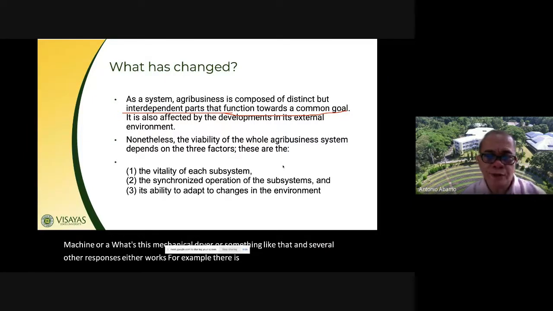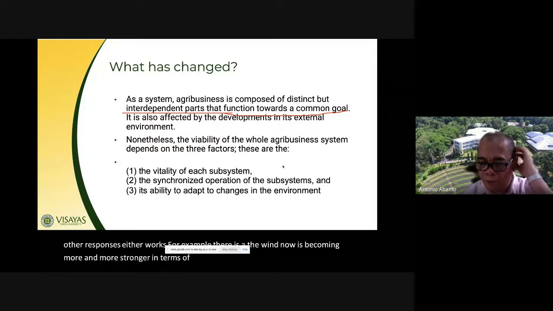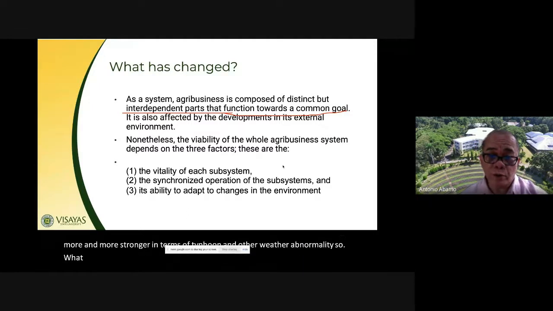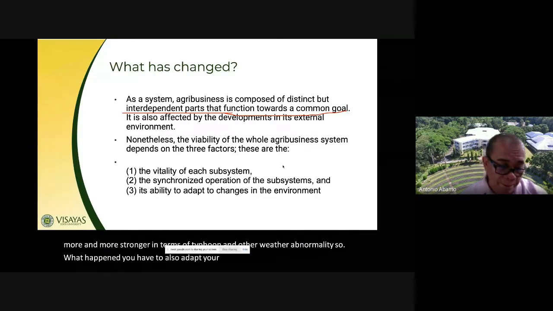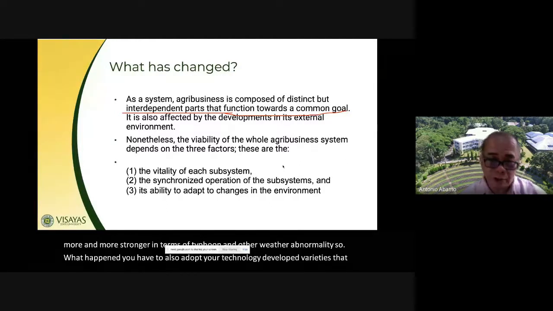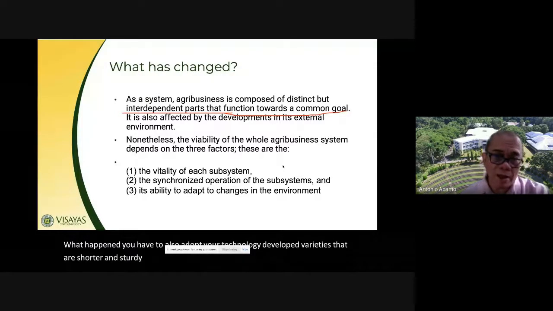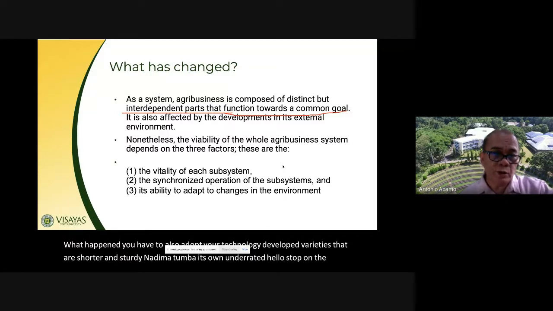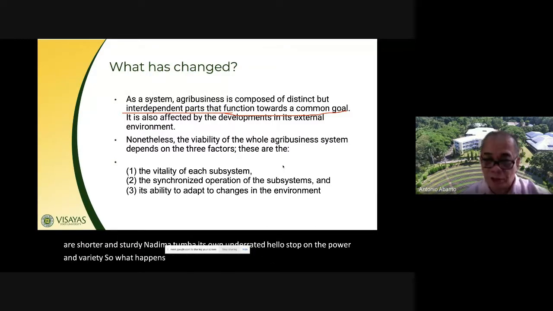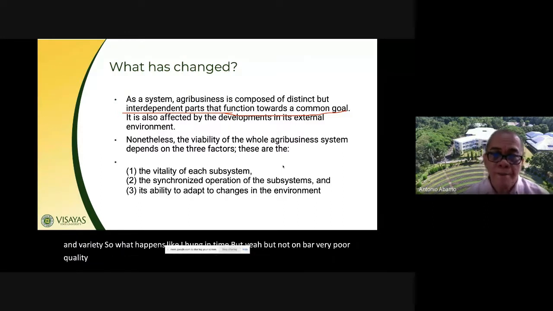Either for example, the wind now is becoming more and more stronger in terms of typhoon and other weather abnormality. So, what happened? You have to also adapt your technology. Develop varieties that are shorter and sturdy. Na di matumba. Kaya sa una, ang variety, halos tupong sa tao ang variety. So what happens? Nahihangin, matumba siya. Pag matumba, very poor quality ang imong palay. Kaya madaot man siya. Okay?